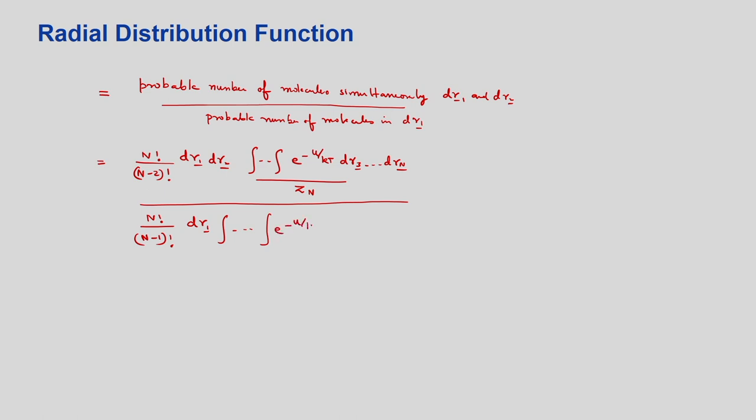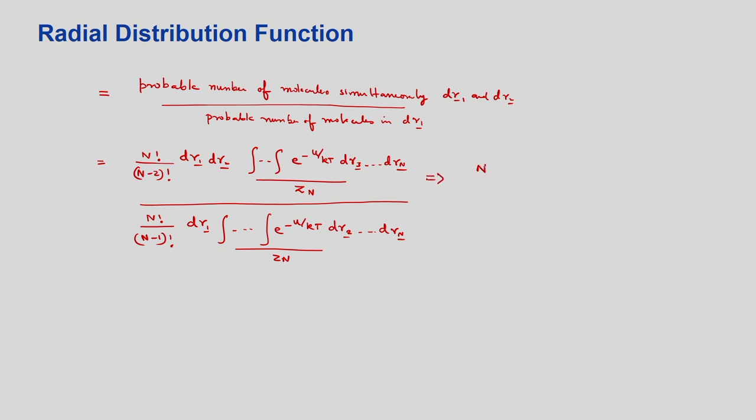e to the power of minus u by kT dr. Now here you will write from 2 onwards up to n, by Zn. So this is for 2 molecules. That's why I have written the number of ways for only 1 molecule. This 2 and 1 signifies the number of molecules. Let us do some mathematics again.